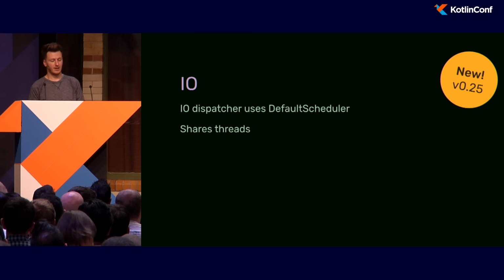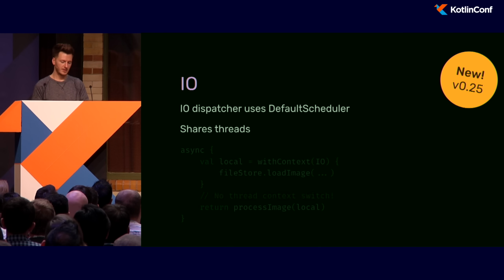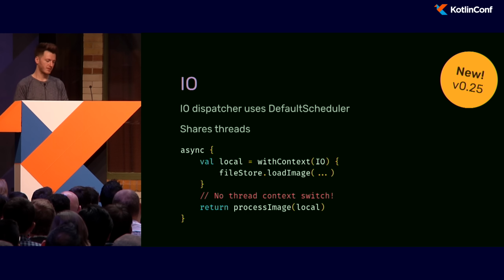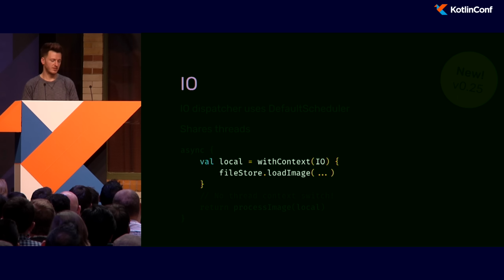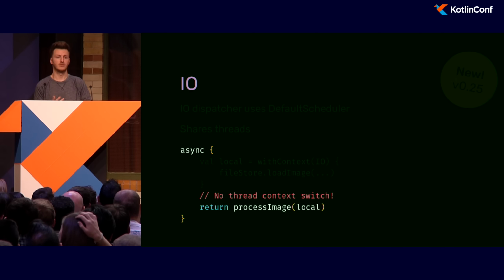The really great thing about the I/O dispatcher and the default scheduler is that I/O uses the default scheduler internally. So they actually share threads. If you look at this example, here we are launching an async using the default dispatcher, and we'll immediately switch to the I/O dispatcher and then load an image. We're doing some disk reading. After that, we're going to do some processing of some kind, but we rely on doing that on the default dispatcher.